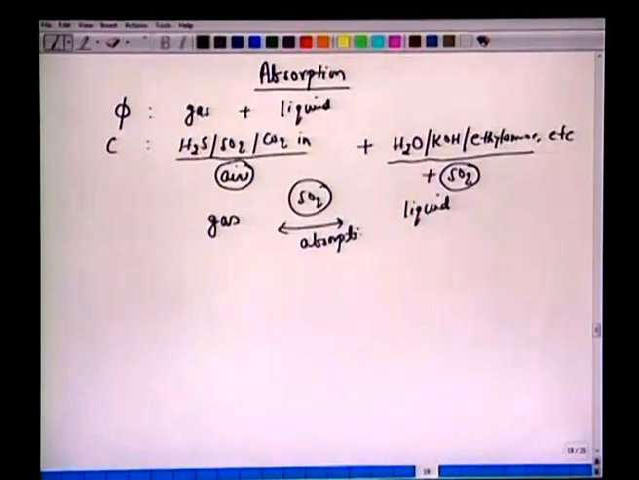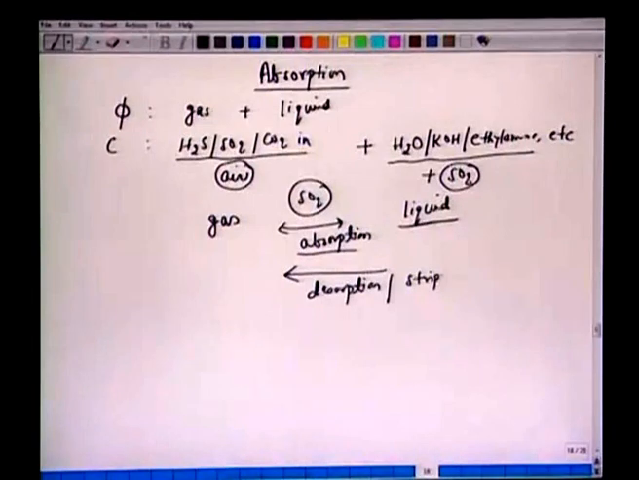You can imagine that if this liquid is saturated with the gas, we can also have desorption. So, it is a reversible process, absorption slash desorption. Desorption is also known as stripping. So, the principle of absorption or desorption or stripping is similar. This is what we are trying to address here.